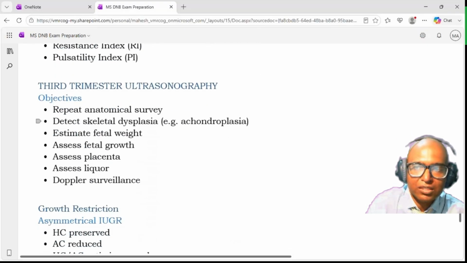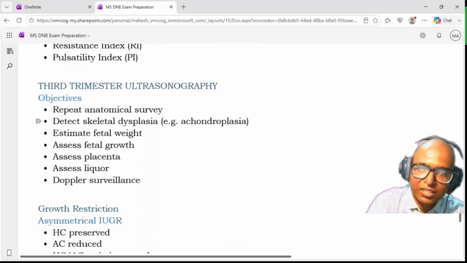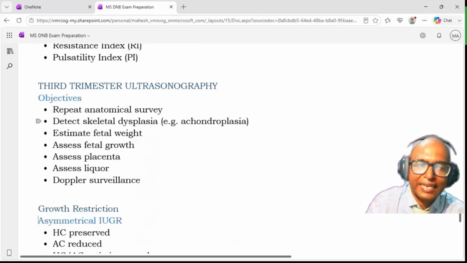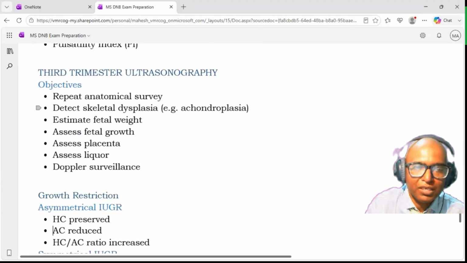So what you see in the third trimester: objectives of the third trimester ultrasound. One is a repeat anatomical survey. Second, detect skeletal dysplasia such as achondroplasia, estimate fetal weight, assess fetal growth, assess placenta, assess liquor, and Doppler surveillance.